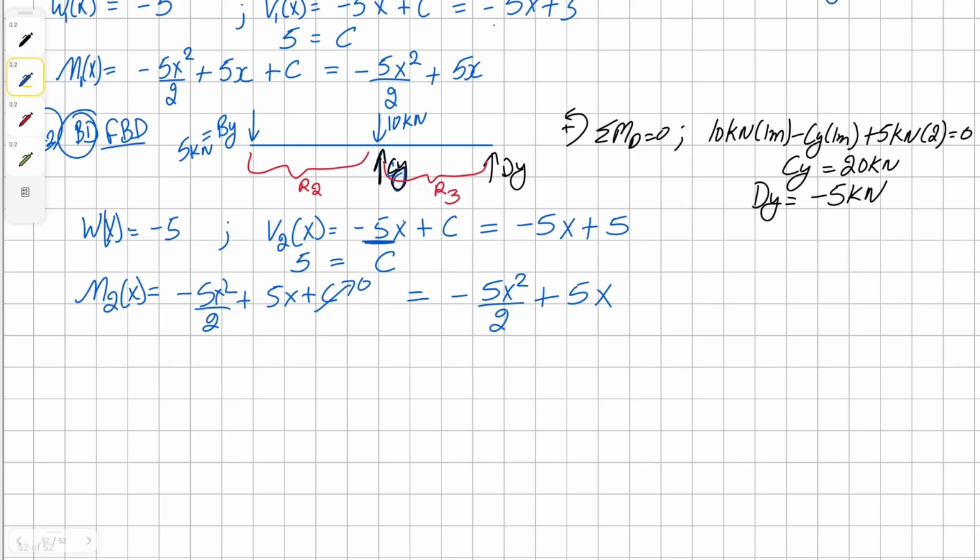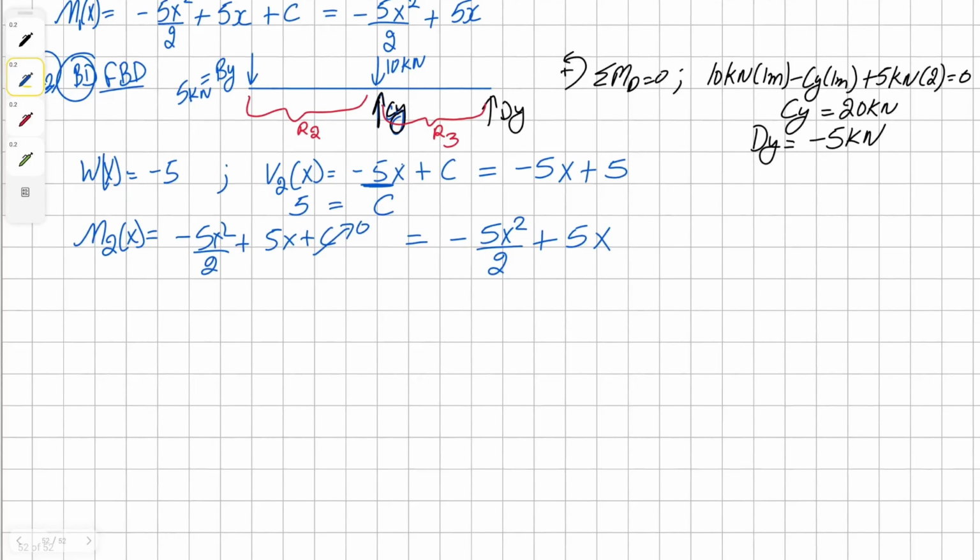Alright, so our values for region 2 are going to be the same, but the values for our region 3 might change. Let's see. So for our equation for region 3, we're going to have our load equation the same as before, negative 5. Our shear equation is going to be the same as well, at least the first part. Now let's see if our constant is the same or not, because that's what determines everything here.